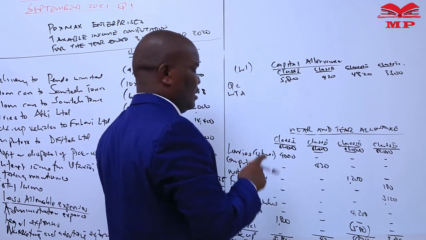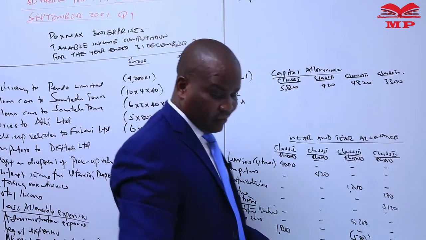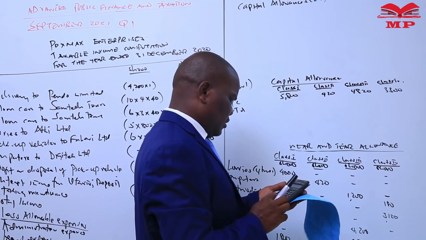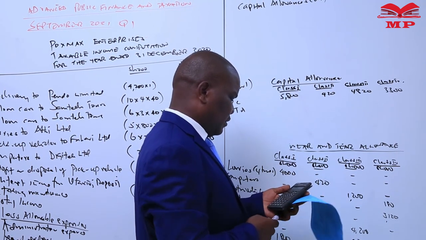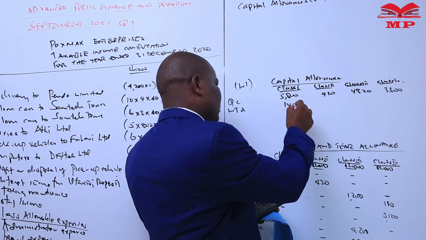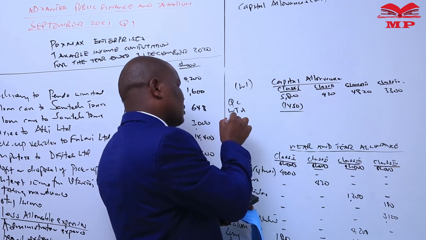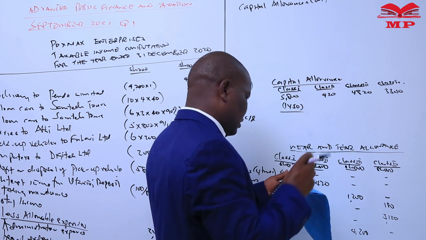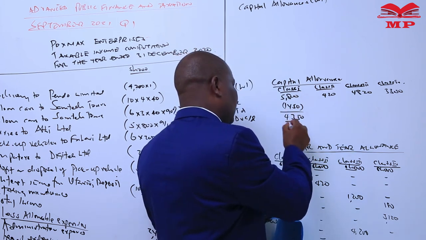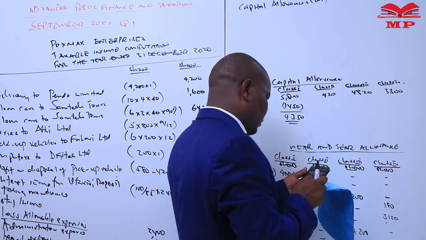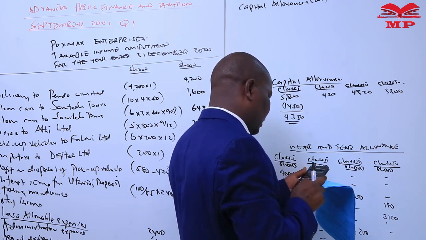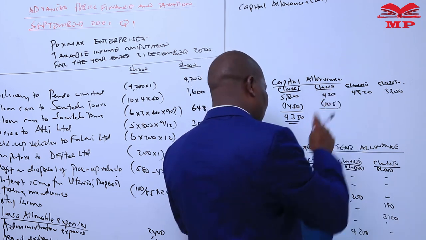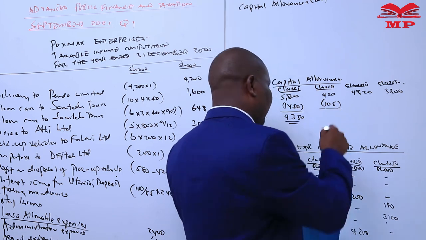Now wear and tear allowance is simply the class rate multiplied by the qualifying cost. So for class 1, we shall have 5,800 by 25%, and that is 1,450. So written down value carried down is the difference between the two. That is 4,350. Class 2 is 420, still by 25%, that is 105. 105 from 420 is 315.